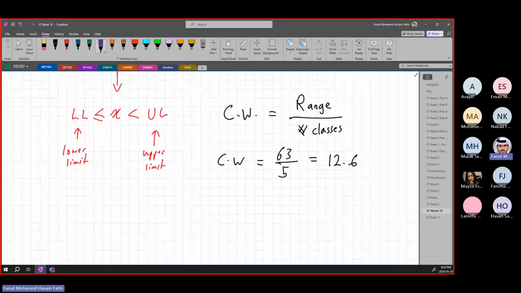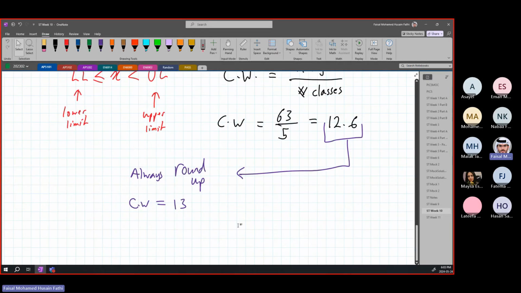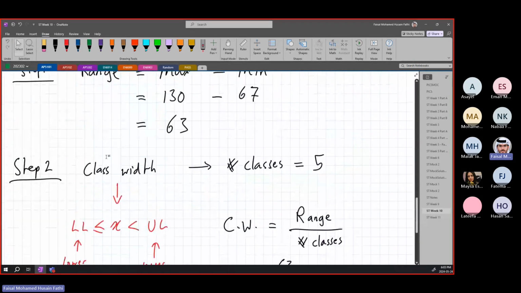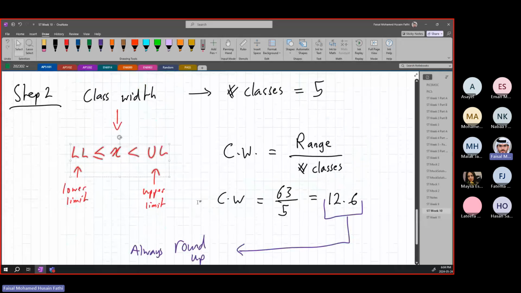12.6. Now, this is a very important thing over here. This we will always round up. It is not really a big deal in general, but you should always round it up. You should never round down, no matter what. Even if it was 12.1, you're always rounding up this value. So the class width is going to be equal to 13. We have determined that the class width is equal to 13. Remember, the class width is how much range we have between the lower and upper limit in here.